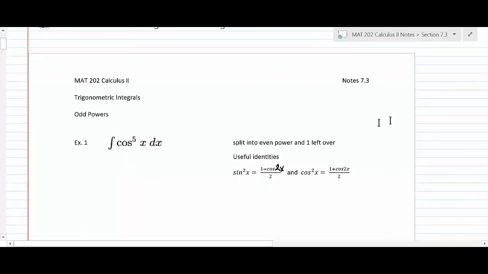So let's see. What we're going to be looking at in this particular section, 7.3, is trigonometric integrals, and we're going to look for a little bit on powers, like some trig function to a power. Like this one's the cosine fifth power of x. And there are different strategies you have to use.